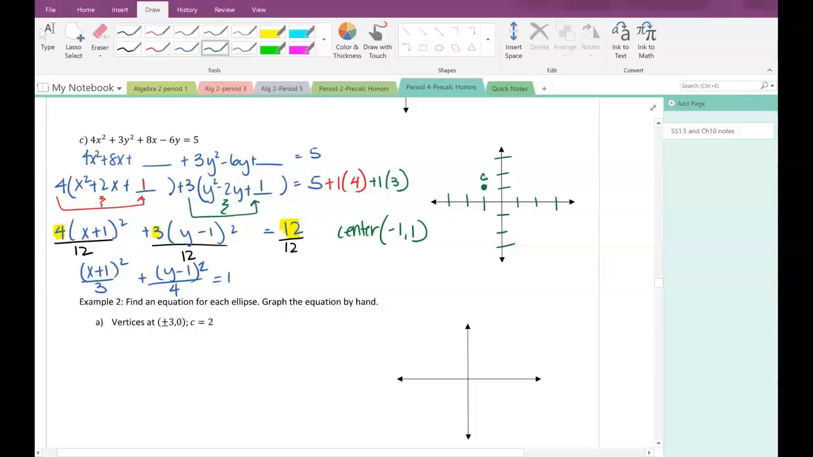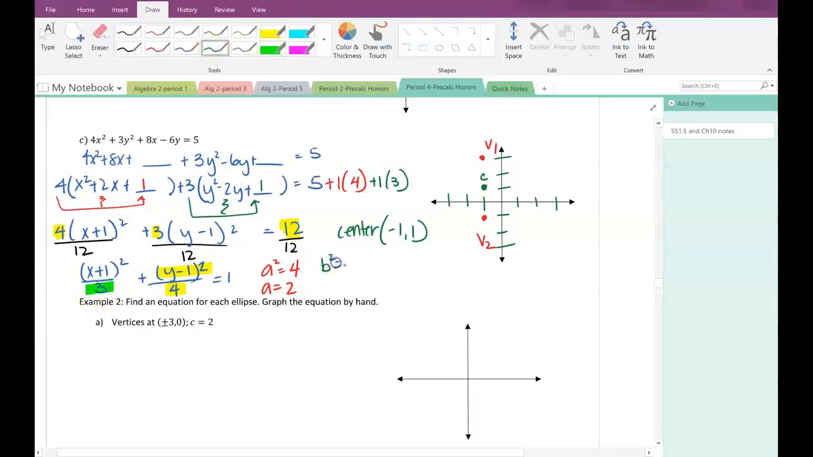Let's see how this is positioned. What you want to do is look at the bigger number. It's with the y, so we know it's going to be vertically positioned. So if it's vertically positioned, I know a squared equals 4. So that means a equals a distance of 2 units. So that means I'm going to go up 2 to make my vertex 1 and down 2 to make my vertex 2.